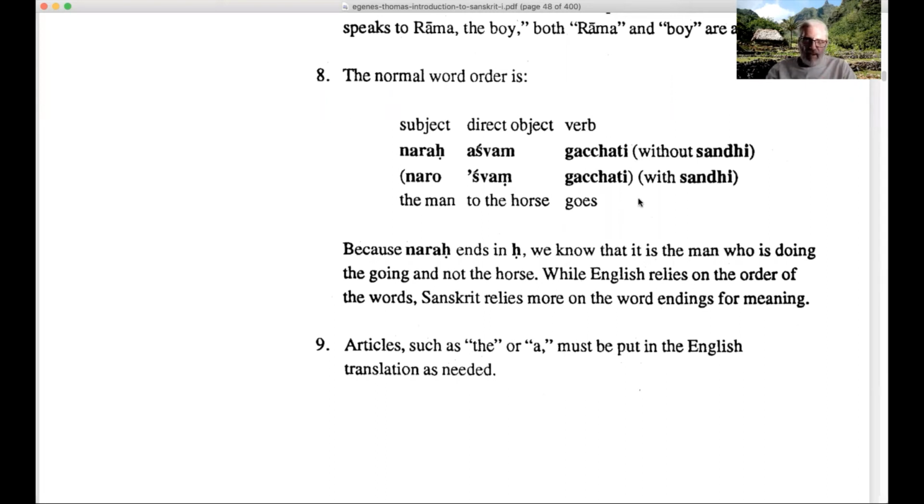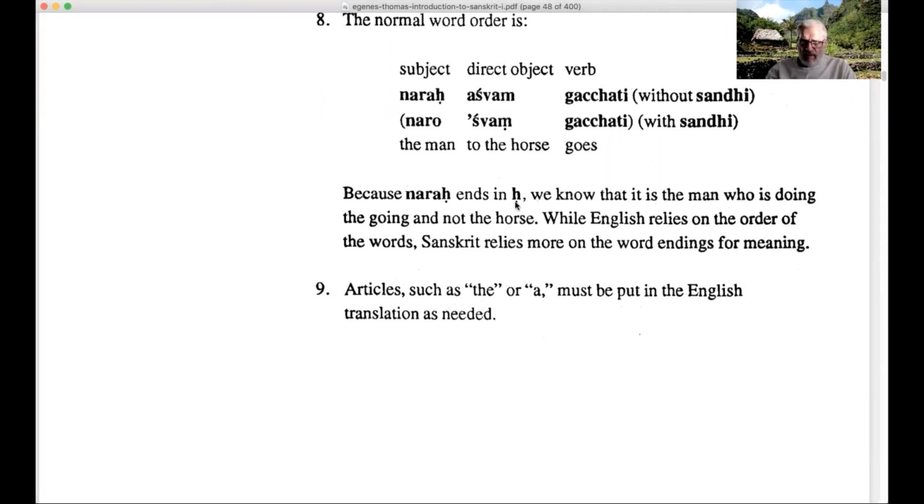Okay. So because narah ends in a visarga, we know that it is the man who is doing the going and not the horse. The man is the subject, he's the doer, he's the kartri, the doer of the action. The action is the verb. While English relies on the order of words, we put the subject first in a sentence, then the verb, then the object. So we rely in English on word order very much.